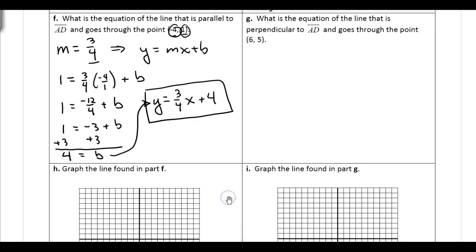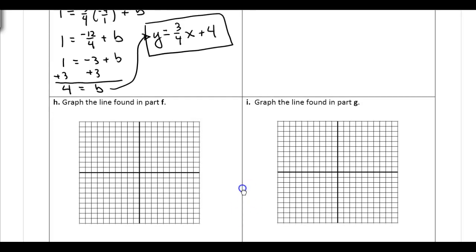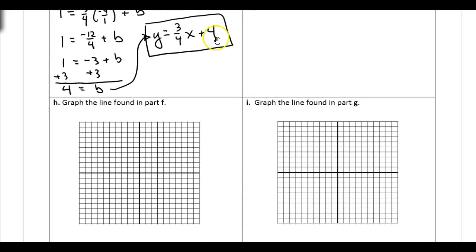So let's go down to part H and let's go ahead and graph this. There's lots of different ways to graph this. Pick the one that's most convenient. I'm going to use my y-intercept of 4 and my slope of 3/4 to graph this. So y-intercept of 4, 1, 2, 3, 4. And slope is positive 3/4, so I'm going to go up 3 and to the right 4. So there's another point.